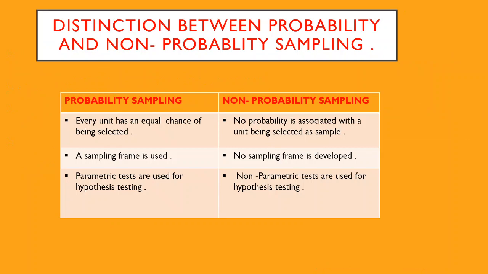And now we will see the distinction between probability sampling and non-probability sampling. Probability sampling means every unit has an equal chance of being selected, but in the case of non-probability there is no probability or randomness of being selected. In probability sampling, a sample frame will be used. Sample frame means a plan of collecting the sample. Here no sample frame will be used. In probability sampling we use parametric tests, and we will have a detailed discussion about the same. But in non-probability sampling we will use non-parametric tests.